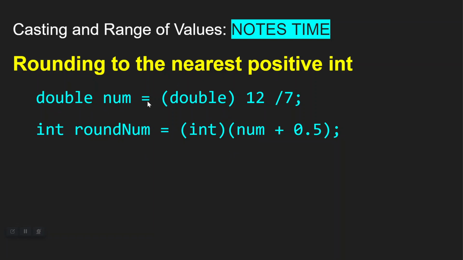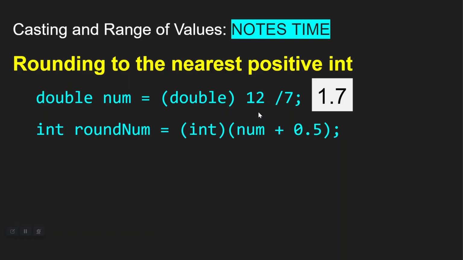So we've got double num equals, and then we're casting 12 to a double and then doing our division here. So this is obviously going to be 1 point something, right? It's going to be some decimal. Let's see what it actually is. It's going to be 1.7. Now what we want to do is round this, and obviously this should round up to 2, right? The formula for doing that is to take our variable num, add 0.5, and then cast this double to an int. We're actually going to perform that narrowing conversion.